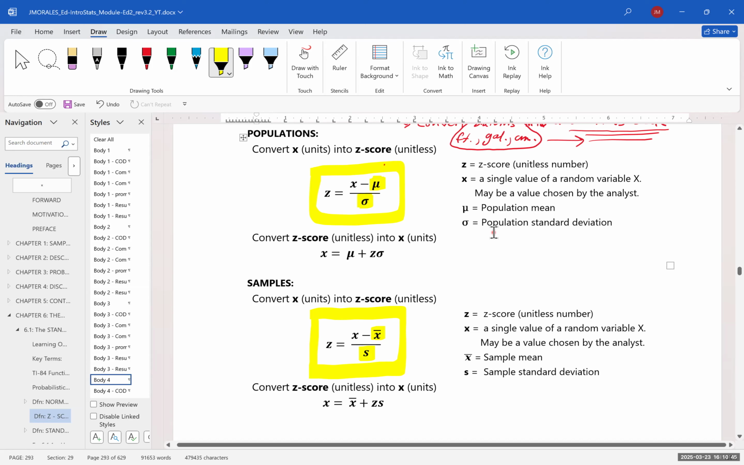Converting into z-scores allows us to make comparisons from two separate data sets that may have even different units or may have similar units, but are taken from two different populations or two different samples. And we want a way to be able to compare them. And so converting them both into a z-score will allow us to compare them on the same scale.